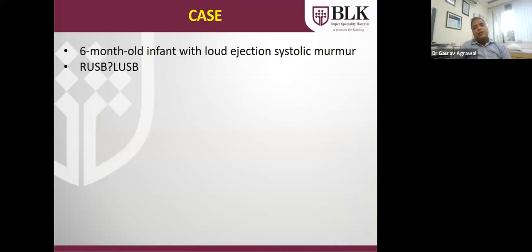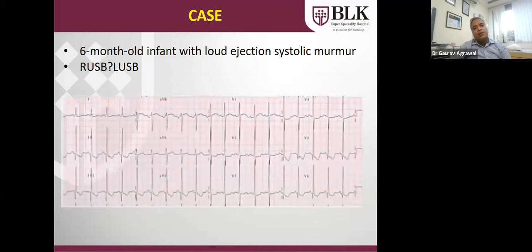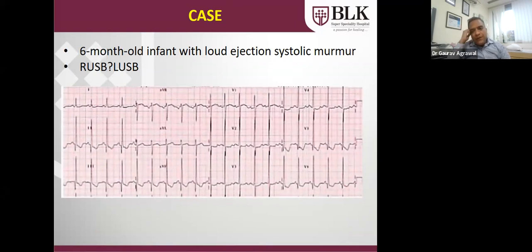A 6-month-old infant with loud ejection systolic murmur, more on the right upper sternal border as compared to the left upper sternal border. You have to see the V5 and V6 and let me know. Previous ECG was having upright T wave, but in this patient, V5, V6 is having inverted T wave with peak R wave. This is seen in case of LV strain type of physiology, namely aortic stenosis.